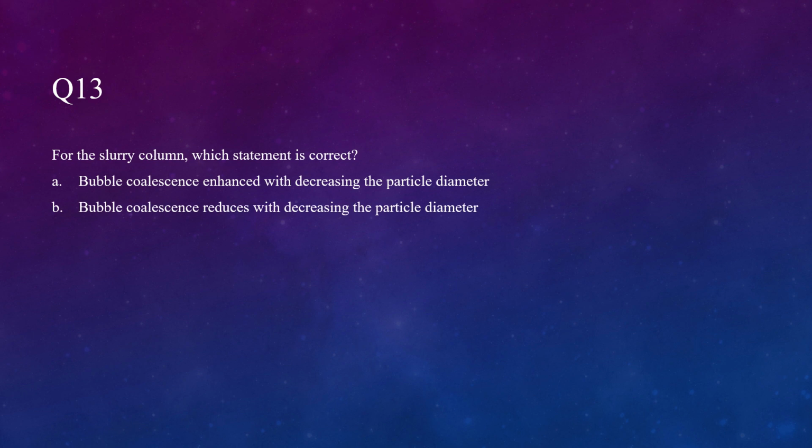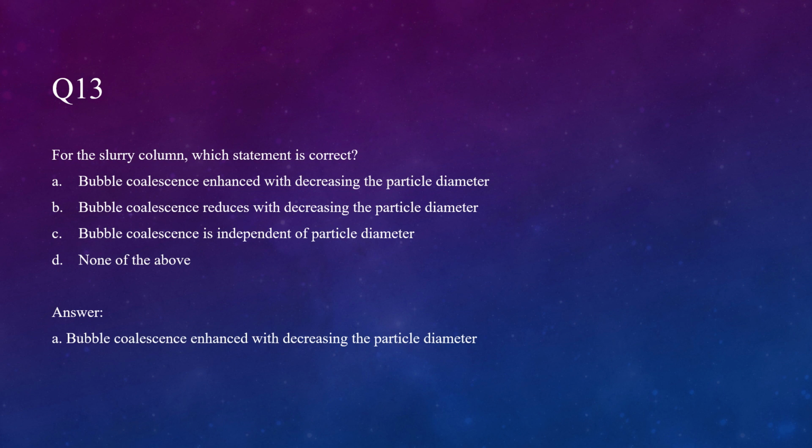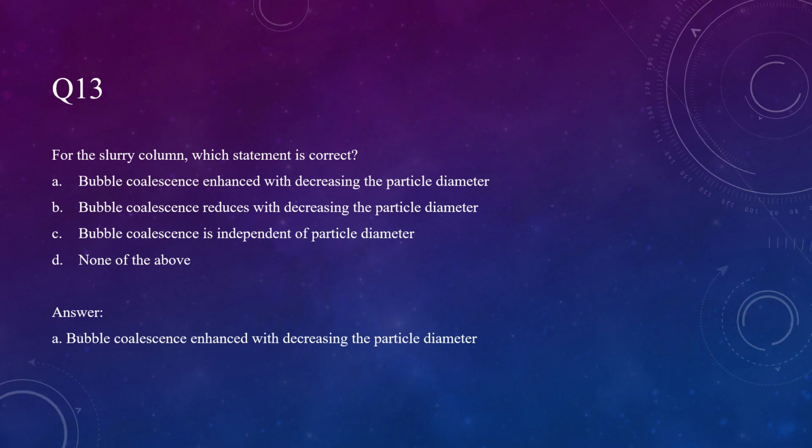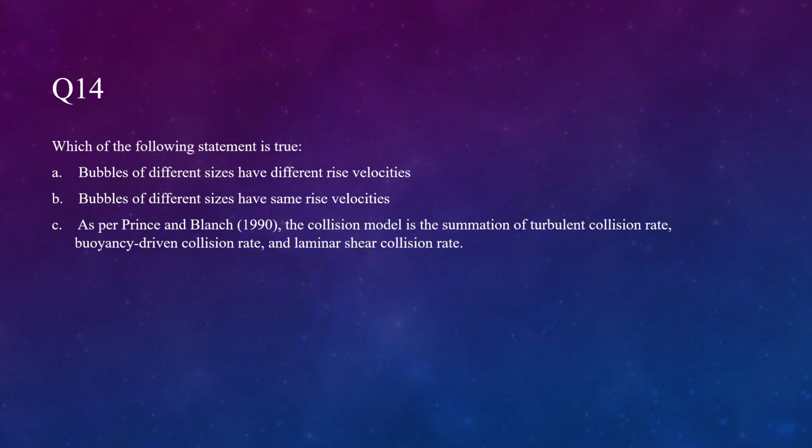For the slurry column, which statement is correct? Here it is a repetition of what we have seen previously. Bubble coalescence reduces with increasing particle diameter, or conversely, bubble coalescence is enhanced with decreasing particle diameter. Bubbles of different sizes have different rise velocities, and also according to the Prince and Blanch model, the bubble collision model is a summation of turbulence collision rate, buoyancy driven collision rate, and laminar shear collision rate. Both options are right, option A and C.